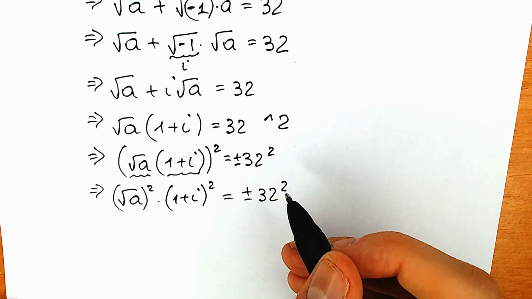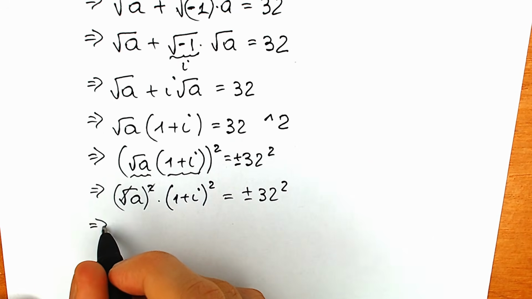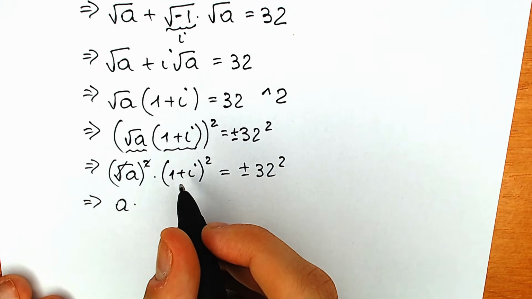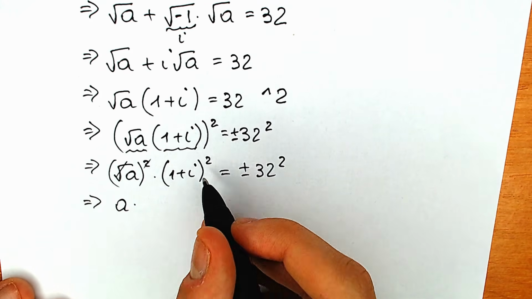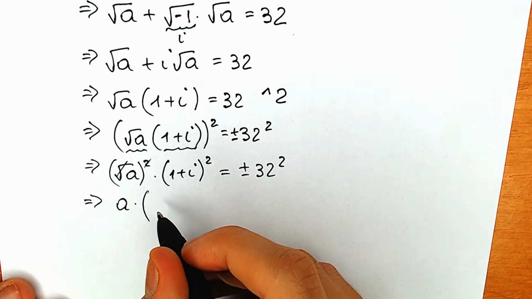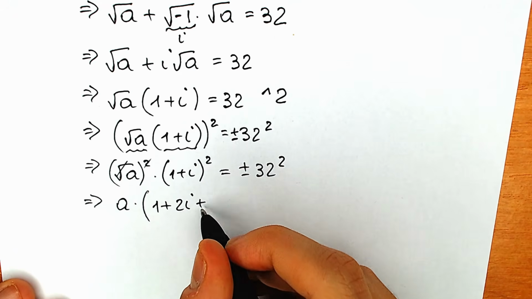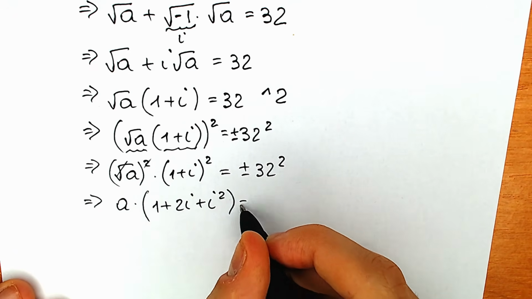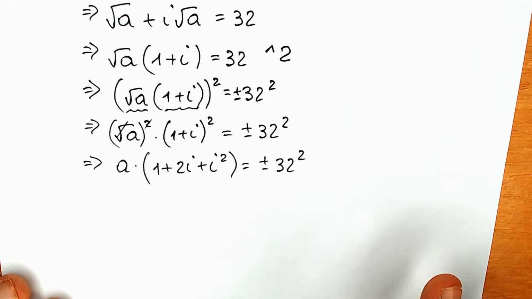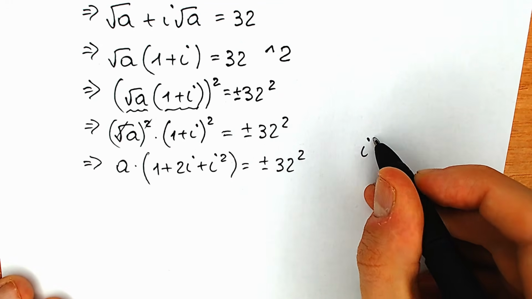Right now this expression equals a, so we can easily cancel our square root sign. As a result we have a times (1 plus i) to the second power. We're going to square this left side, and as a result we have 1 plus 2i plus i squared, equal to plus minus 32 to the second power. Right now i squared equals minus 1.